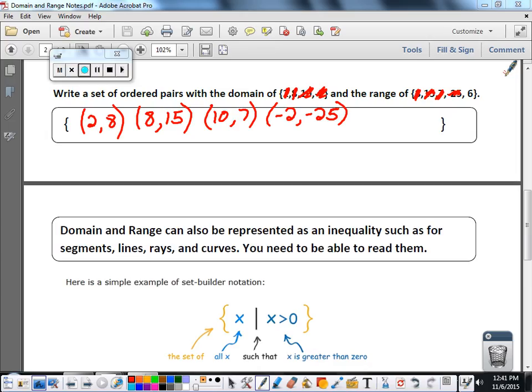What do you think we're going to do then? 0. Guys, 0 is a number, and 0 is not part of the domain. So I can't just say 0 is part of it just because I feel like it. I just have to use another domain value again. So no, 1's not in there. Let's just use 8. So 8, 6. I could have used any of the domain values.